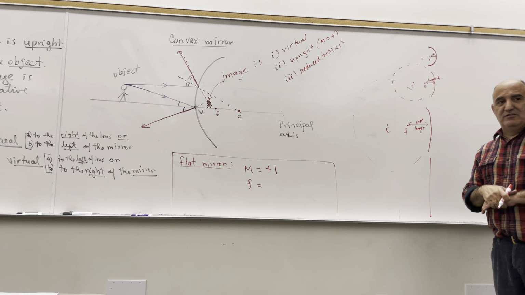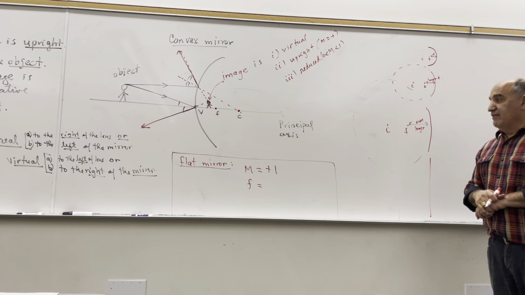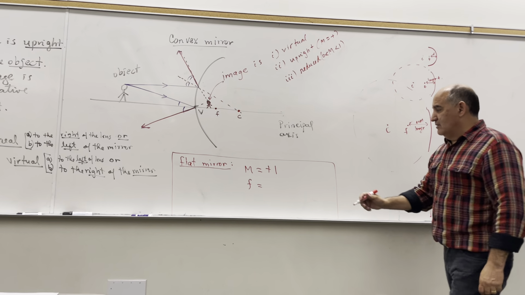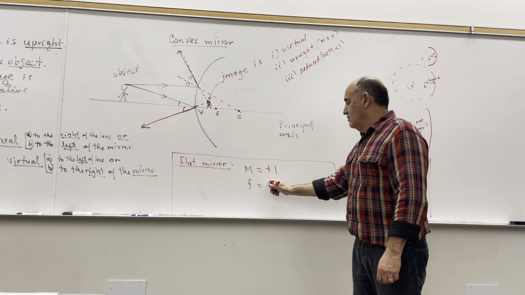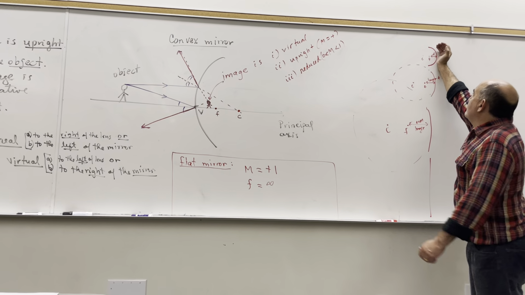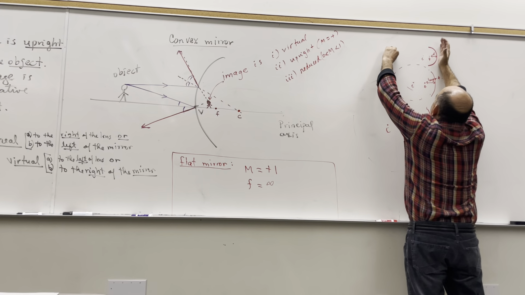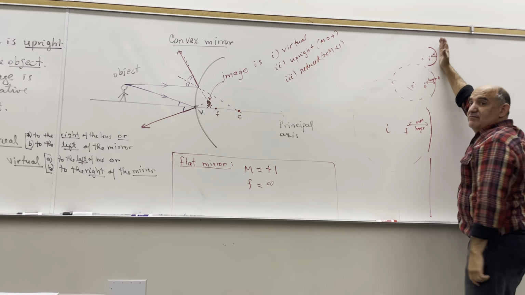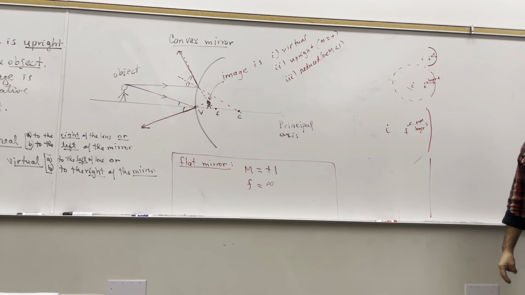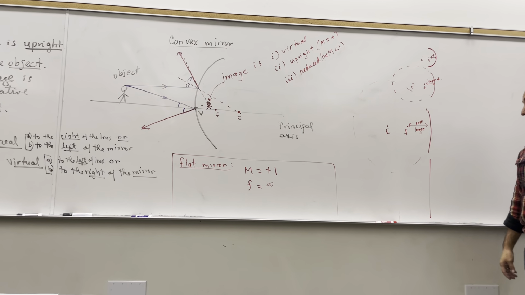Now, I'm not asking for the image. Just where's the focal point? At infinity. It will be infinitely far away. So this will be at infinity. As you open up this mirror, the focal point moves farther, farther, farther out. And when you make it flat, this thing has gone to infinity. Go back to the definition of the focal point of the mirrors.